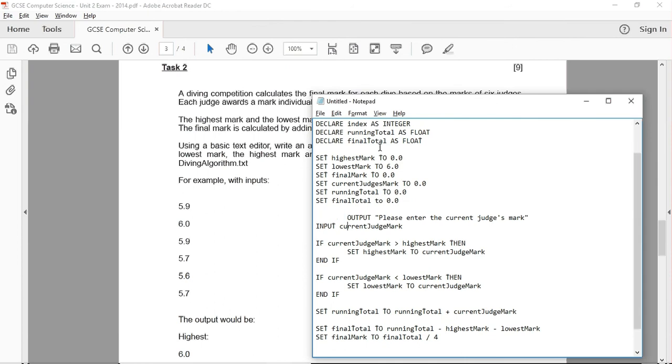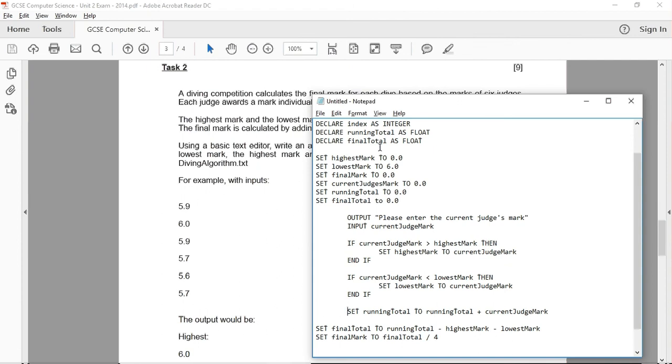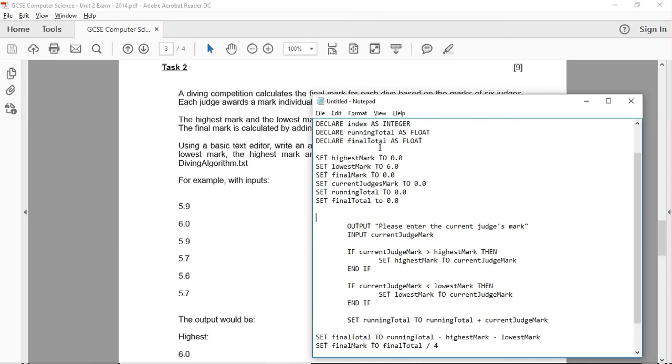I'm going to make this into a for loop. It's a for loop because we know exactly how many times we must go around the loop. If it's a set number, use a for loop. If it's an unknown number, use a while loop. So for index equals 1 to 6, I'm going to make it inclusive, like that. Do. And then down here, do an end for.